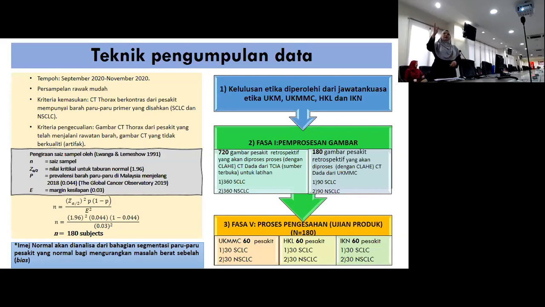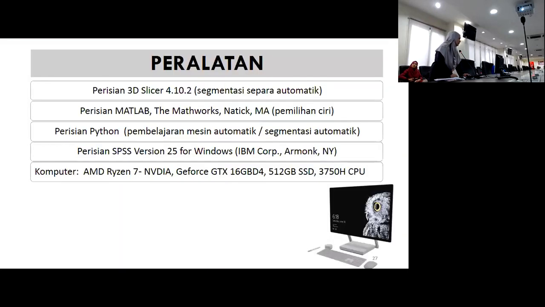Retrospectively, from September to November, I have to get the ethic approval from these 3 hospitals, and then I will analyze the data using the software. Okay, another part, I'll also include the normal images to reduce the bias and to balance up the normal and not normal. And this is the sample size calculation where I get 180 subjects. And the inclusion and exclusion criteria.